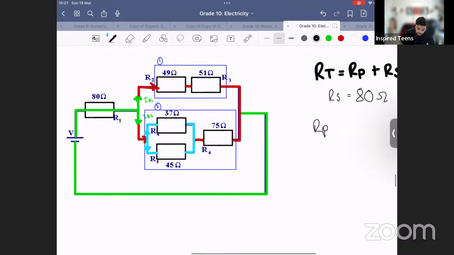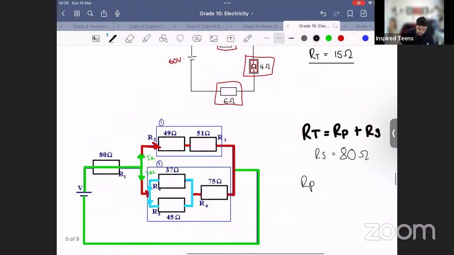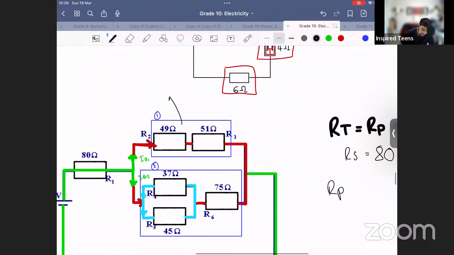Okay, so firstly, we need to calculate the effective resistance of each branch, branch 1 and branch 2. So the effective resistance, remember this is connected in series. So in R series, we'll just add them. So R2 plus R3. So it's 49 plus 51, which is basically 100. So that gives us 100 ohms, right?